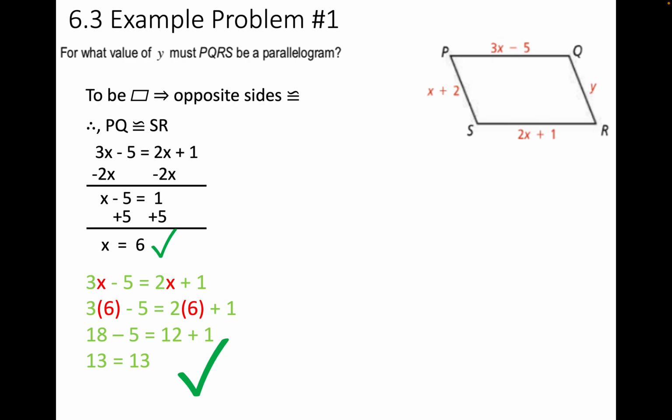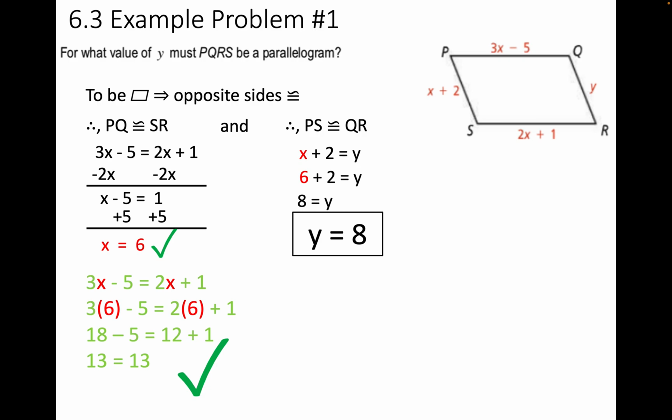Now that I know x, I can use it to find y because, again, for something to be a parallelogram, the opposite sides must be congruent. So in that case, PS must be congruent to QR. So x plus 2 must equal y, and we know that x equals 6. So I can plug in my value of x, 6 plus 2 is 8, so y must be equal to 8.